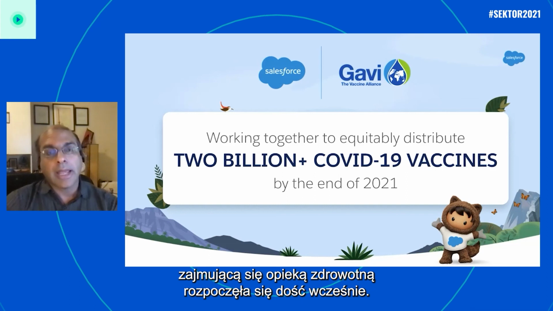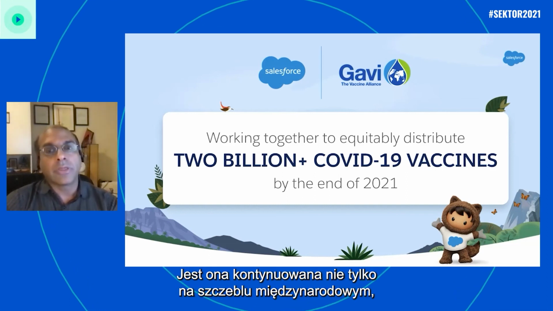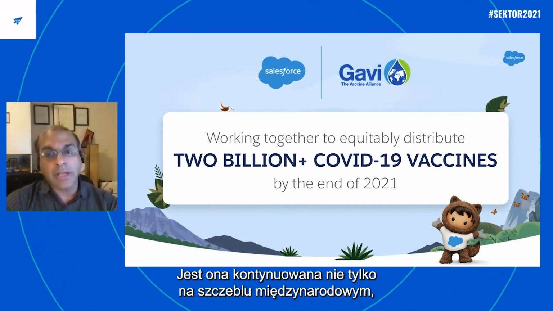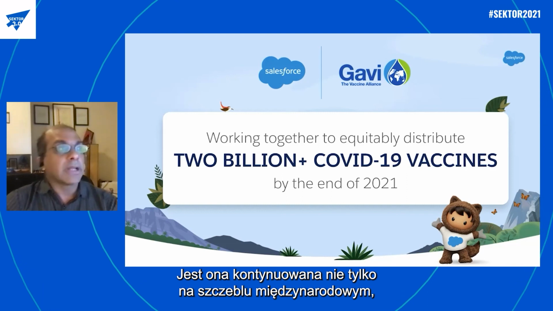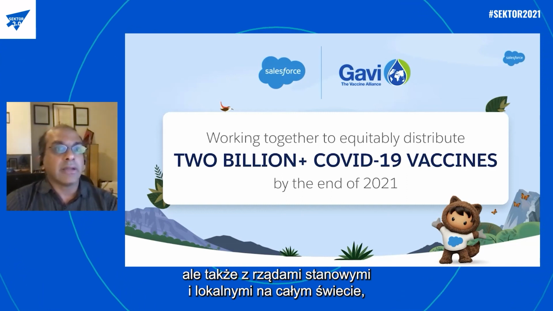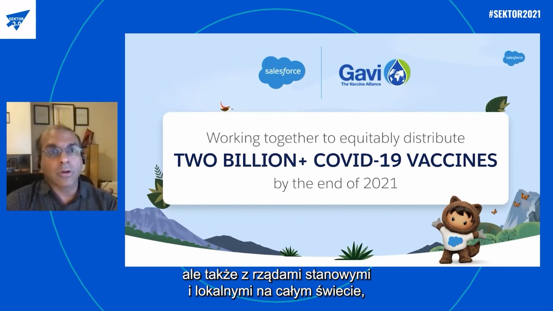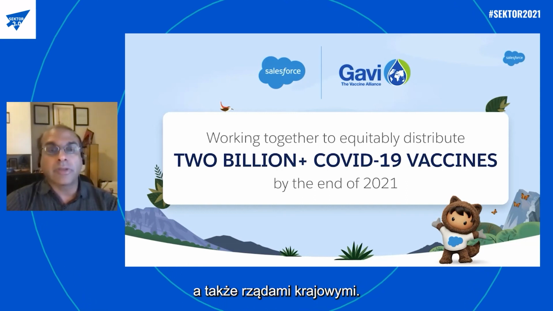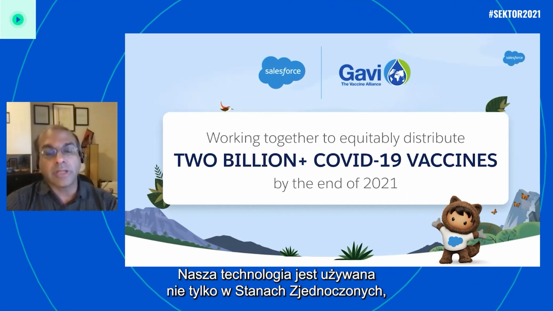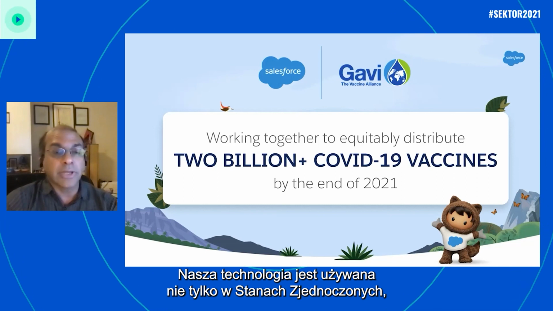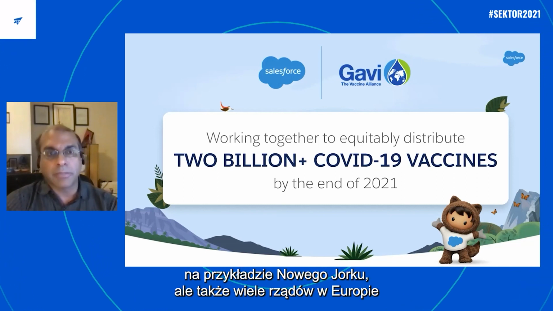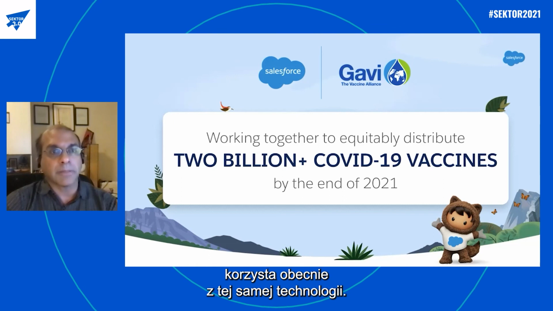And of course, this has continued on, not just at the international level, but including state and local governments around the world, as well as national governments. Our technology is not just used in the United States, the New York example here, but also many governments in Europe are currently using the same technology.